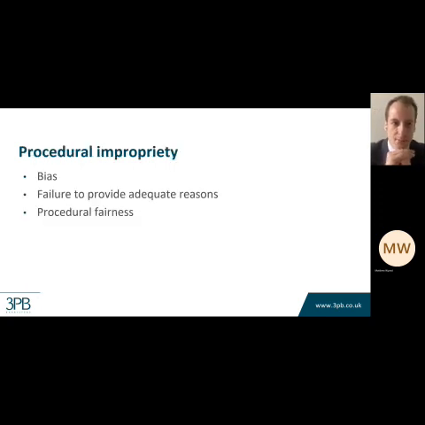The third head, the third ground: procedural impropriety. There are certain processes that we expect public bodies to follow. That includes an absence of bias. That includes providing adequate reasons. And it includes a procedurally fair process that is followed. If either of those elements are not apparent from the process that has led to a decision, again, there may well be a basis for challenge.